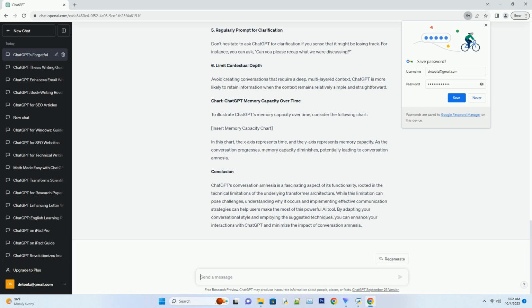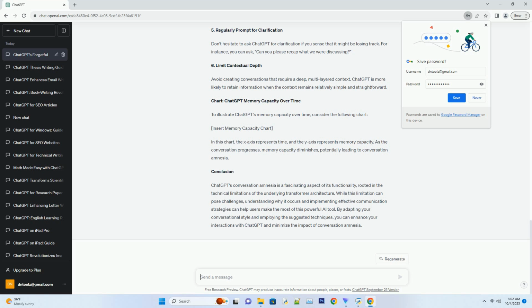Strategies to overcome conversation amnesia. Now that we've explored the reasons behind ChatGPT's conversation amnesia and its implications, let's discuss strategies to work around this limitation effectively. Number 1. Clear and concise communication. To minimize the risk of ChatGPT forgetting crucial information, strive for clear and concise communication. Avoid overly lengthy sentences or paragraphs that could overwhelm its working memory.